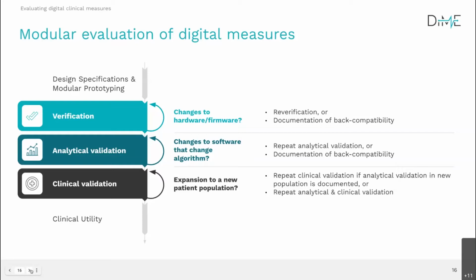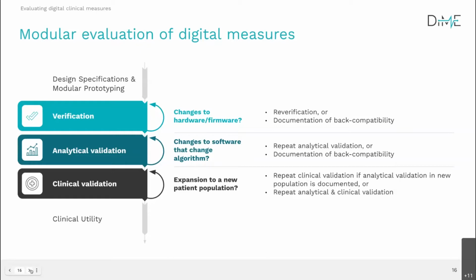And finally, clinical validation. I think this is really important when we think about the possibility of translating measures in one indication, in one context of use, into other areas. It may not be necessary to go all the way back to the bottom of the tech stack to verification. If you want to, for example, begin using a digital clinical measure in a new population, you can start with your clinical validation. And if the performance of the measure is borne out in a new population, in a new context of use, you don't have to dig any deeper into that tech stack.